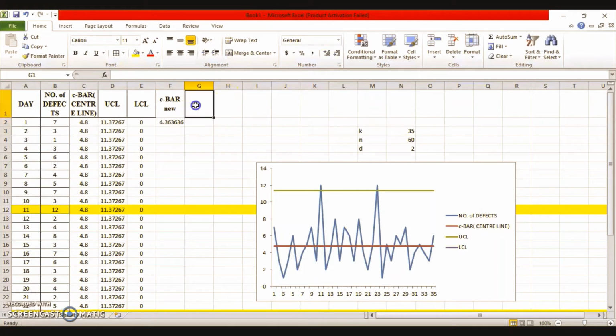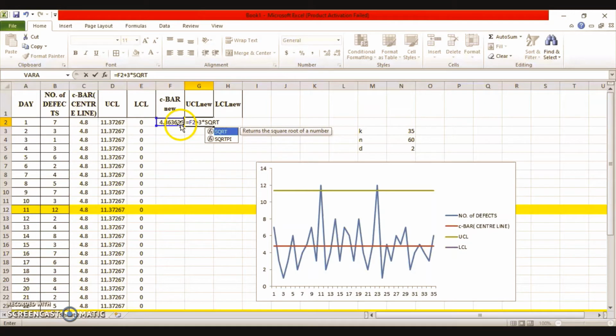Okay, after finding out the c bar new value, we have to find out the upper control limit new and lower control limit new. For upper control limit, the formula that we used here will remain same, but the value of c bar will be changed. Here we'll be using the new value of the c bar. So it is c bar new plus 3 into square root of c bar new value.